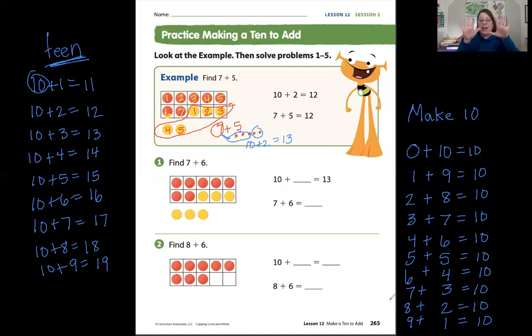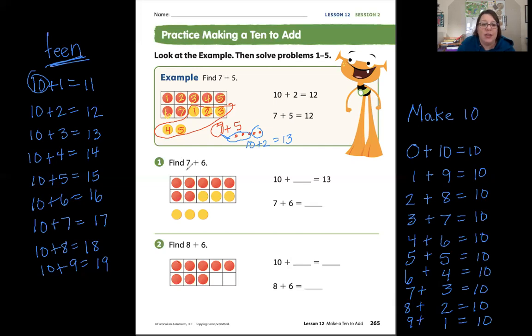If you have 10, how many more do you need to get to 10? None. You already have 10. If you have 9, how many more do you need to get to 10? 1. If I have 3, how many more do I need to get to 10? 7. If I have 4, how many more do I need to get to 10? 6. So practicing like that will really help, okay?